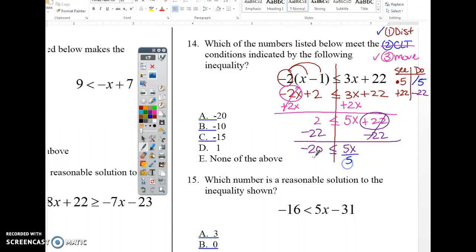Divide by 5. And I'm dividing by a positive number, so I don't have to flip the sign. Remember, you only flip it when you're multiplying or dividing by a negative. So that gives me x. Bring down the symbol. Negative 20 divided by 5 is negative 4. Okay, so that's your answer. And you would flip it. So that's x greater than or equal to negative 4.